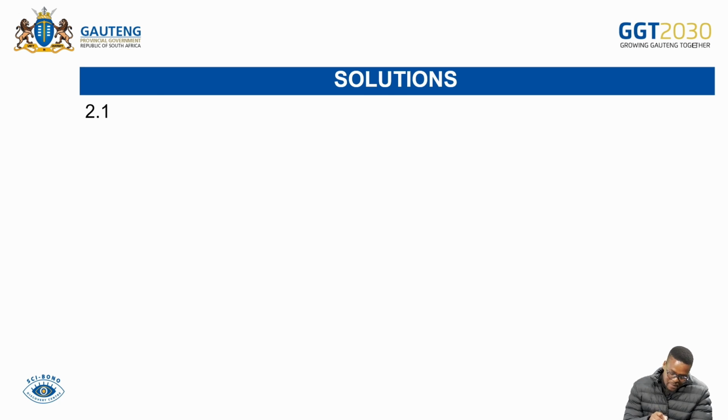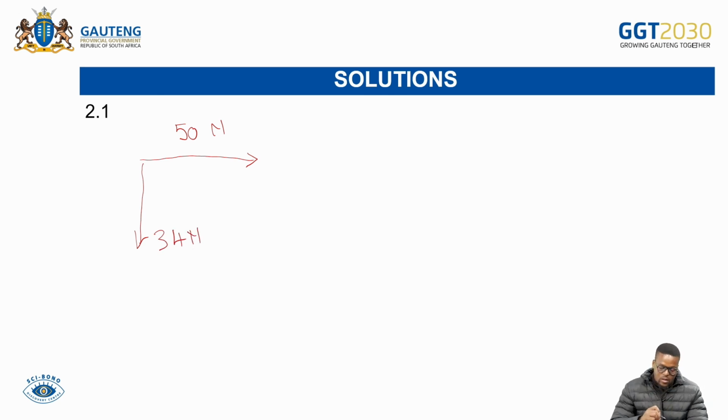So this is 2.1. Remember, we've got 50 newtons in this direction, and then we've got 34 newtons pointing downwards, right? So now let's choose the scale for this. Remember, a scale can be chosen using centimeters or millimeters. I prefer that you use centimeters. So 1 centimeter is equal to, let's say, 10 newtons.